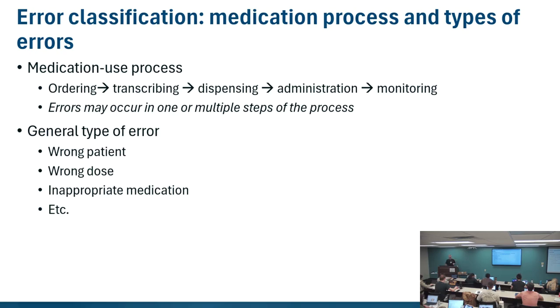Generally, when we think about the types of errors, the kind of stuff we think about is wrong patient. So if I'm at Walgreens or whatever, and I'm John Smith and I get John Jones's prescription, that's a pretty basic error. It's not good, but it's what we tend to think about. Wrong dose is another one.